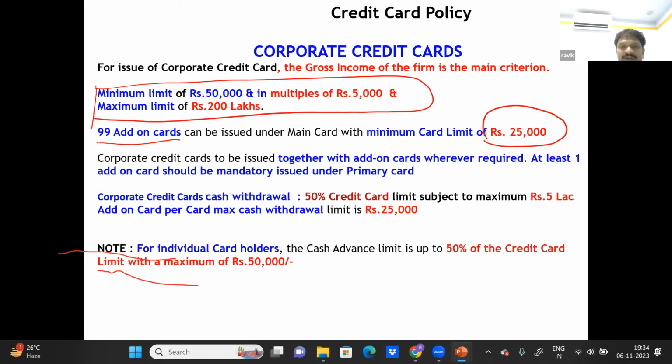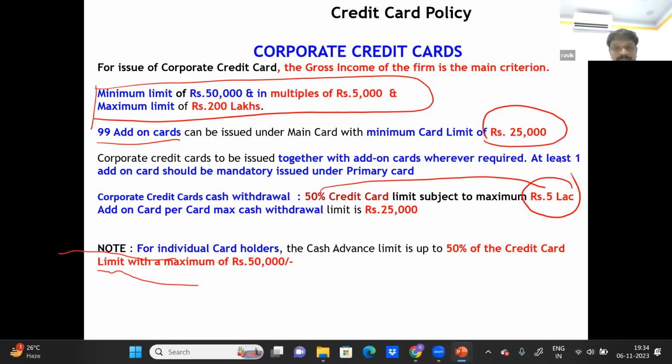Then corporate credit card cash withdrawal. See, in the normal case, I told you for NRI individuals it is 50% and 50,000. But in corporate, it is not like that. 50,000 will become 5 lakhs. Remember, for a corporate credit card also it is 50% of the card limit only. Every time, the cash limit they will give is 50% only. But for normal and NRI it is 50,000, and for corporate credit cards it is 5 lakhs.